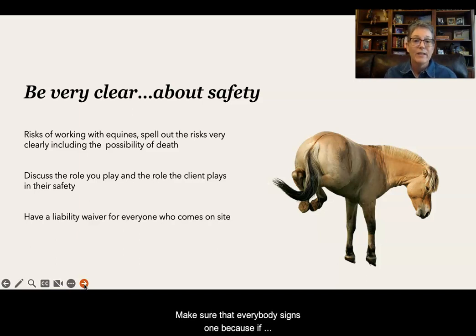Make sure that everybody signs one, because if something were to happen, you need to have that in your file that says they knew the risks of being on property.